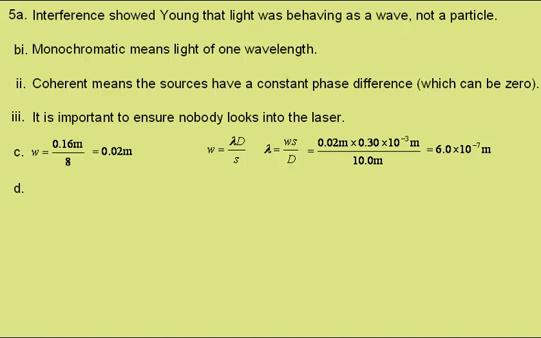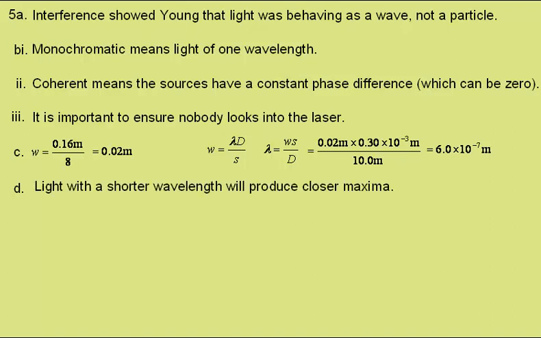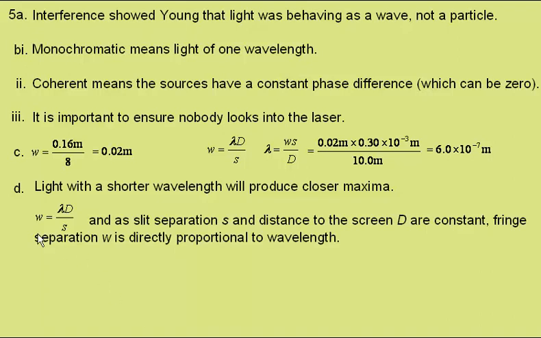In D, we need to state and explain the effect on the pattern of using light with a shorter wavelength. Well, light with a shorter wavelength will produce closer maxima. This is because the separation between the maxima W is given by λD over s, and as the slit separation s and the distance to the screen D are kept the same, the fringe separation W is then directly proportional to the wavelength λ.